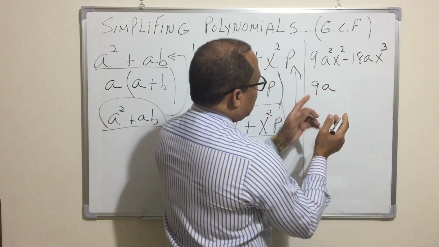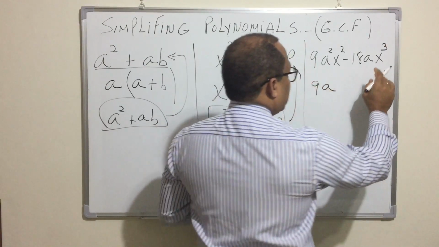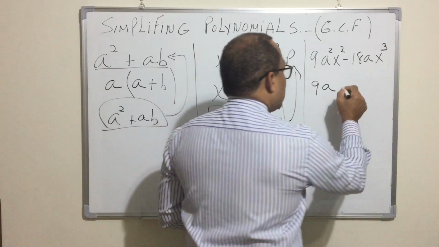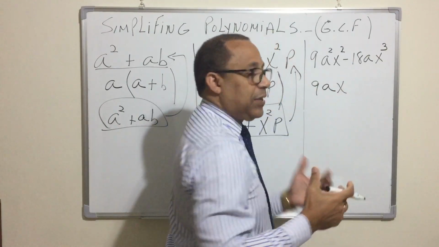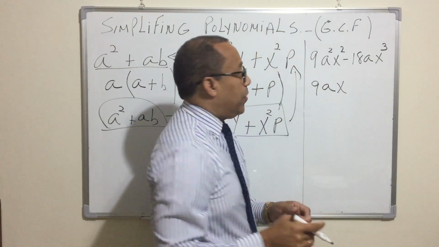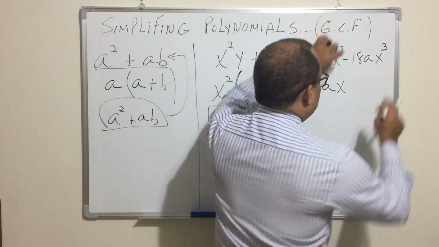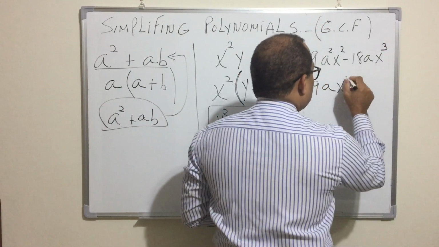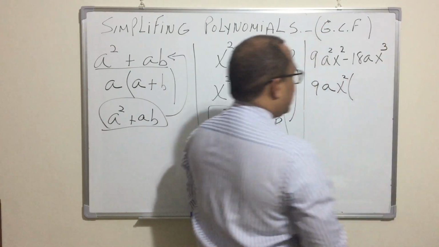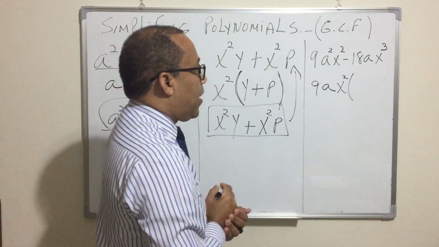Any other variable? Yes, the x is on this side, it is also on this side. So x will be a common factor. Now let me get the exponent, the power. That's to the second, that's to the third. The common factor is to the second, the lowest. And now I'm going to divide.